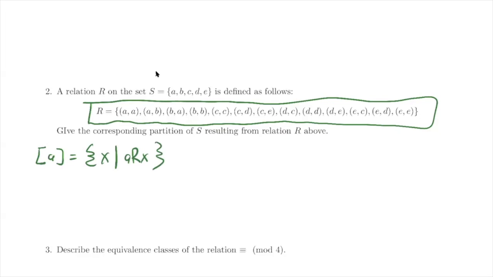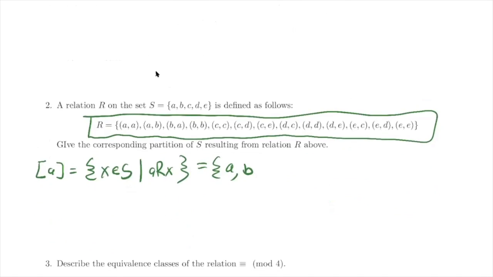when we think about the equivalence class of A, it's going to be the set of all things X in our set S such that A is related to X. So X is coming from this set. I'm just going to go through and write out all the elements that A is related to. It is related to itself. It's related to B. There's not an A, it's not an A. That's it, right? So A is related to itself and A is related to B.